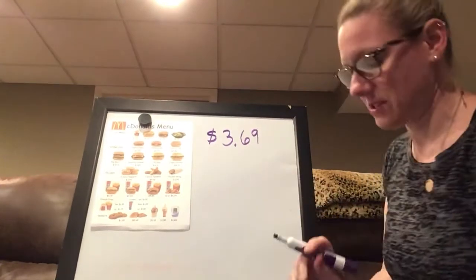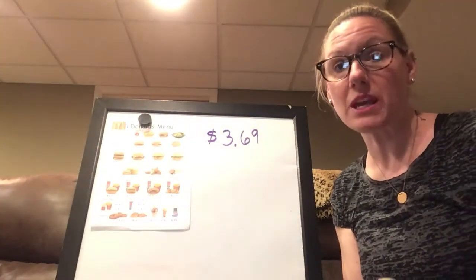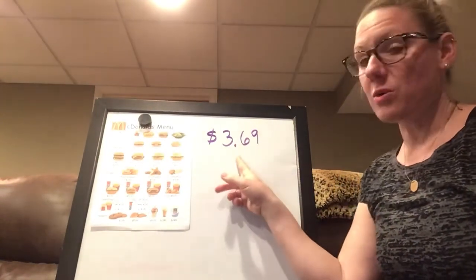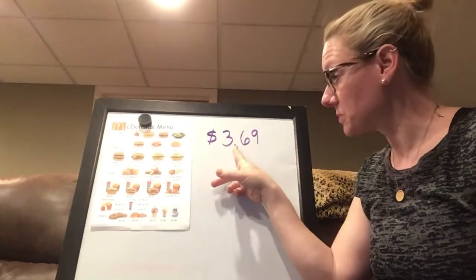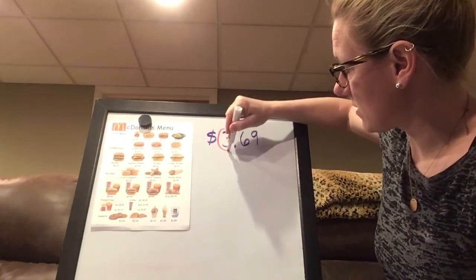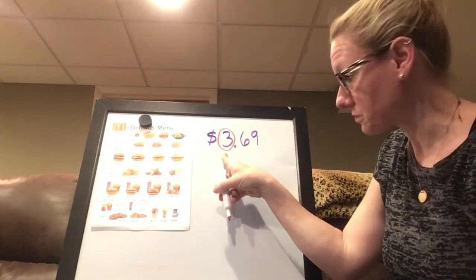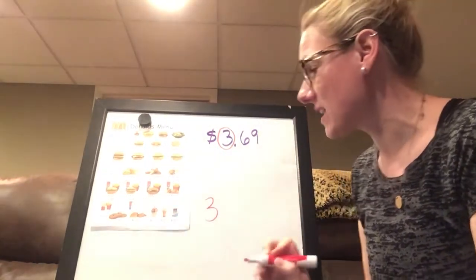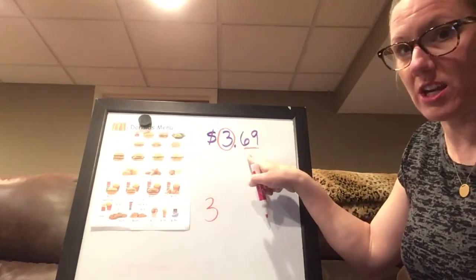The most important part of using the next dollar up is to be able to identify the dollar amount. We know the dollar amount is going to be the number to the left of the decimal point. So I'm going to find the dollar amount here, and I can see that is 3. Now I want to take that dollar amount and add one more dollar so I can make sure I have enough for the change.